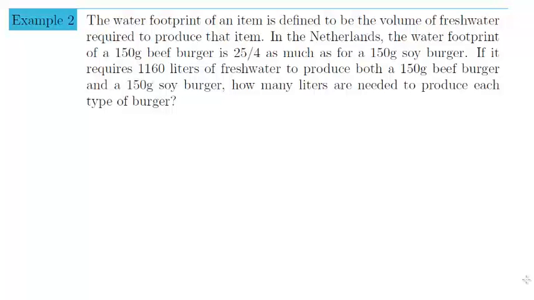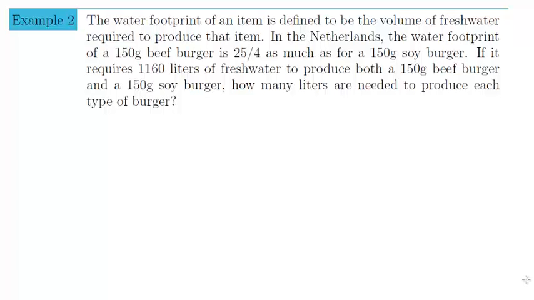Moving on, let's look at our second application problem. We begin by reading through it. The water footprint of an item is defined to be the volume of fresh water required to produce that item. In the Netherlands, the water footprint of a 150-gram beef burger is 25/4 as much as for a 150-gram soy burger. If it requires 1,160 liters of fresh water to produce both a 150-gram beef burger and a 150-gram soy burger, how many liters are needed to produce each type of burger?